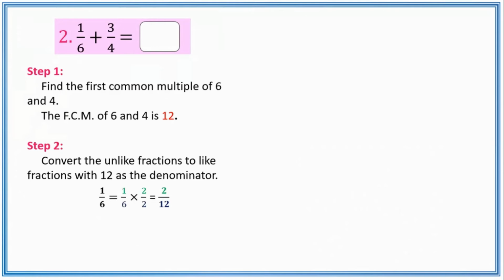So like this, 1 out of 6 must be multiplied by 2 out of 2. So 1 times 2 is 2. 6 times 2 is equal to 12. So 3/4 or 3 out of 4 must be multiplied by 3 out of 3. So 3 times 3 is equal to 9. 4 times 3 is equal to 12. Now that their denominators are the same or alike, we can now add the fractions.